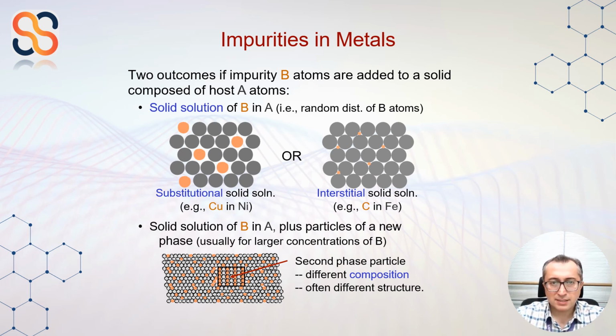So, the presence of impurities is crucial in materials as it affects not only the structure but also the overall properties of materials.